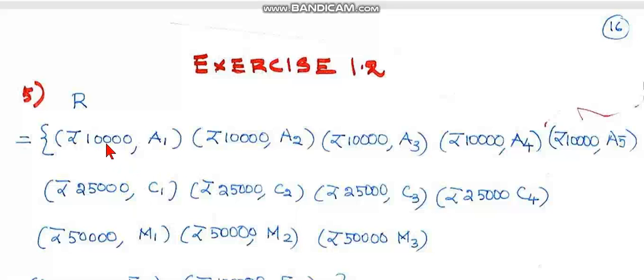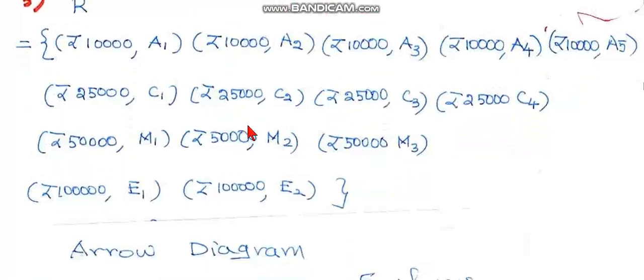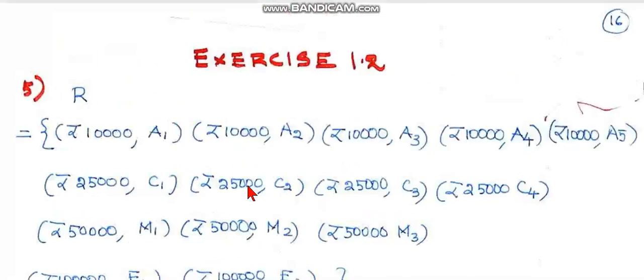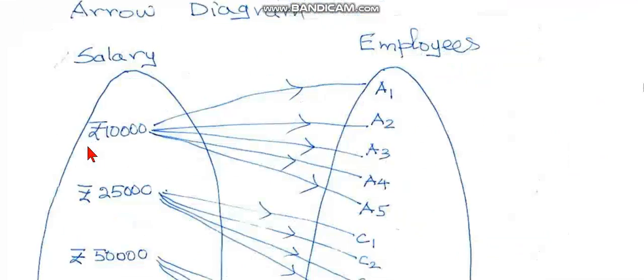Ordered pairs: 10,000 rupees salary, the person who gets it A1; (10,000, A2), (10,000, A3), (10,000, A4), (10,000, A5). That's all, assistants are over. Then clerks: 25,000 rupees, C1, one clerk gets the salary 25,000 rupees. Another clerk C2 gets the same 25,000 rupees salary, and so on. So these ordered pairs denote the relation R. Then the arrow diagram.